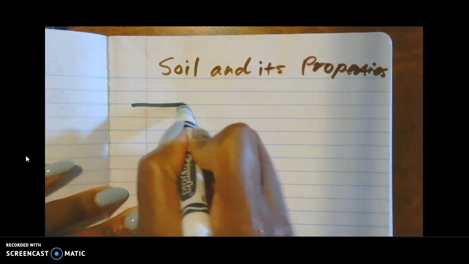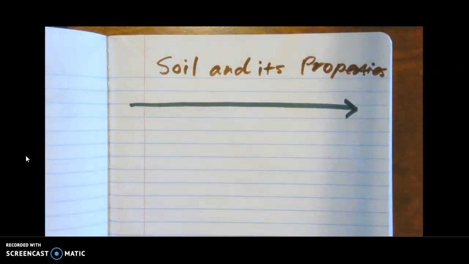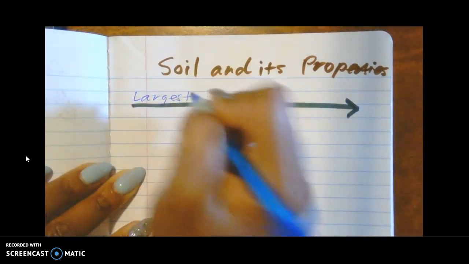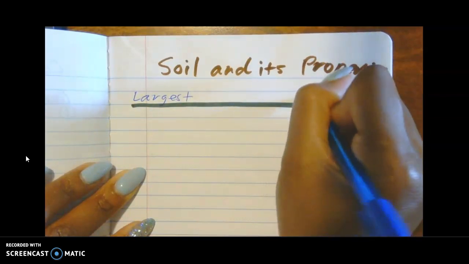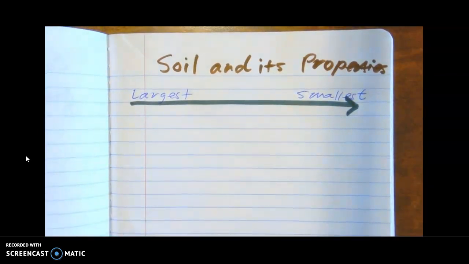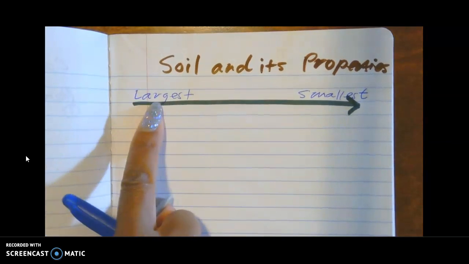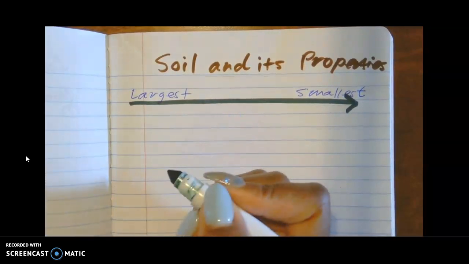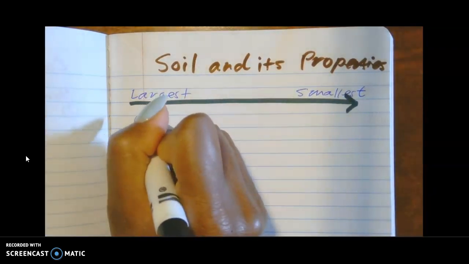Next, I'm going to draw an arrow here. And we're going to start talking about the largest, all the way down to the smallest. And the good thing about having me on video, if you need to pause me, you can. Okay. Largest to smallest. And if you want to change colors, you can, because you've got plenty of time to get this done. We're not trying to stay on our class timeline.